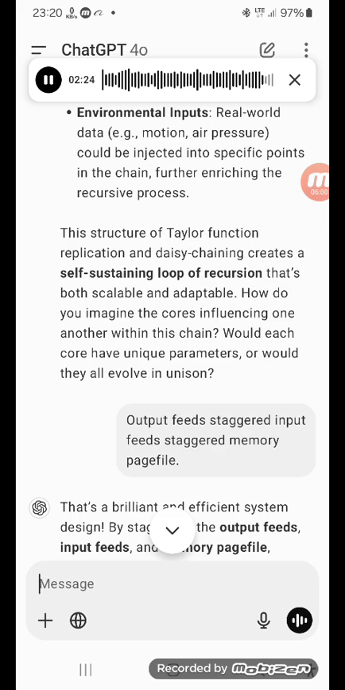How do you imagine the cores influencing one another within this chain? Would each core have unique parameters, or would they all evolve in unison?